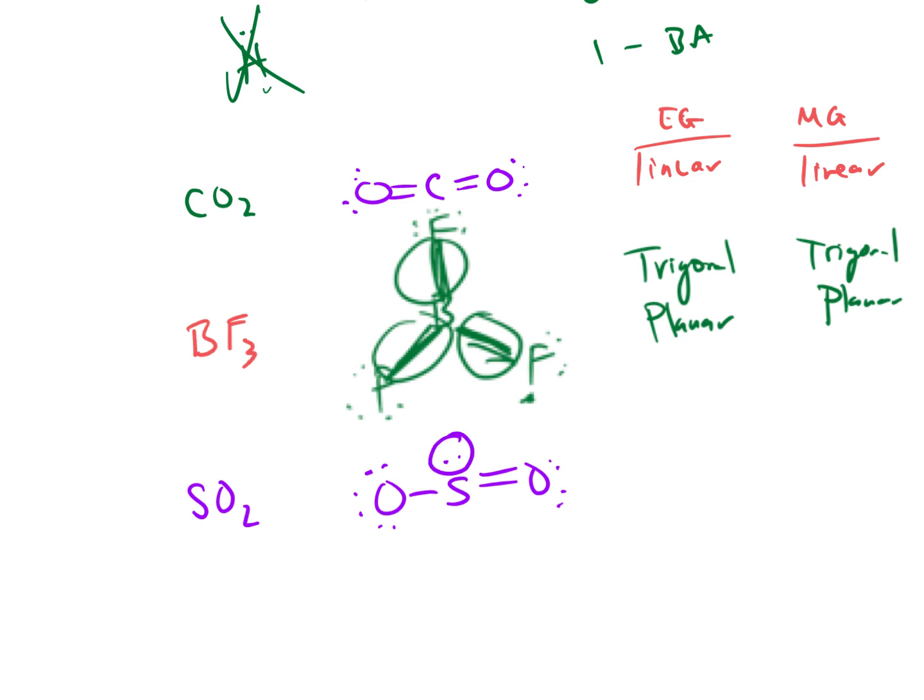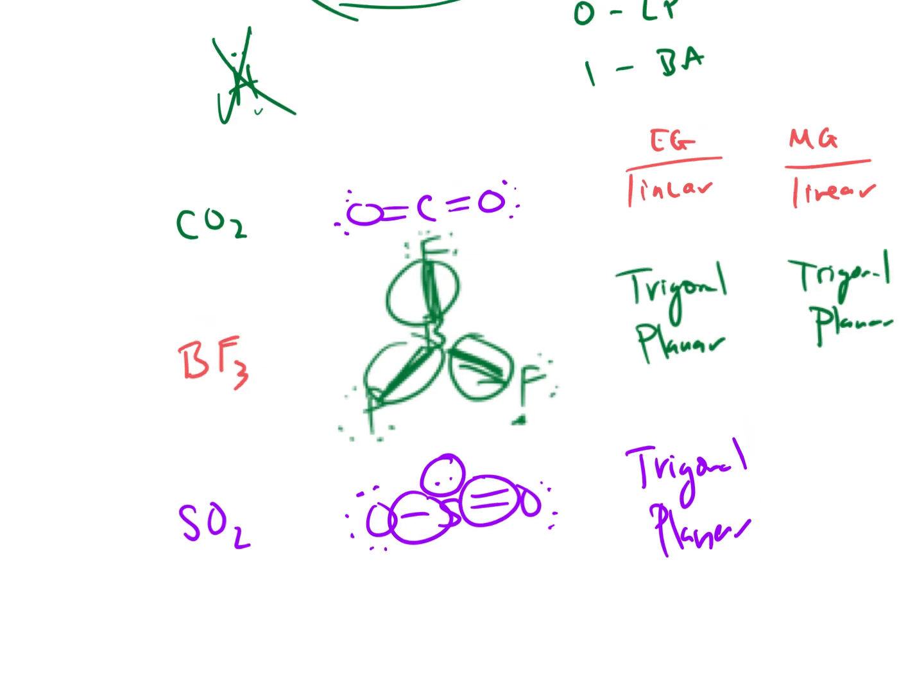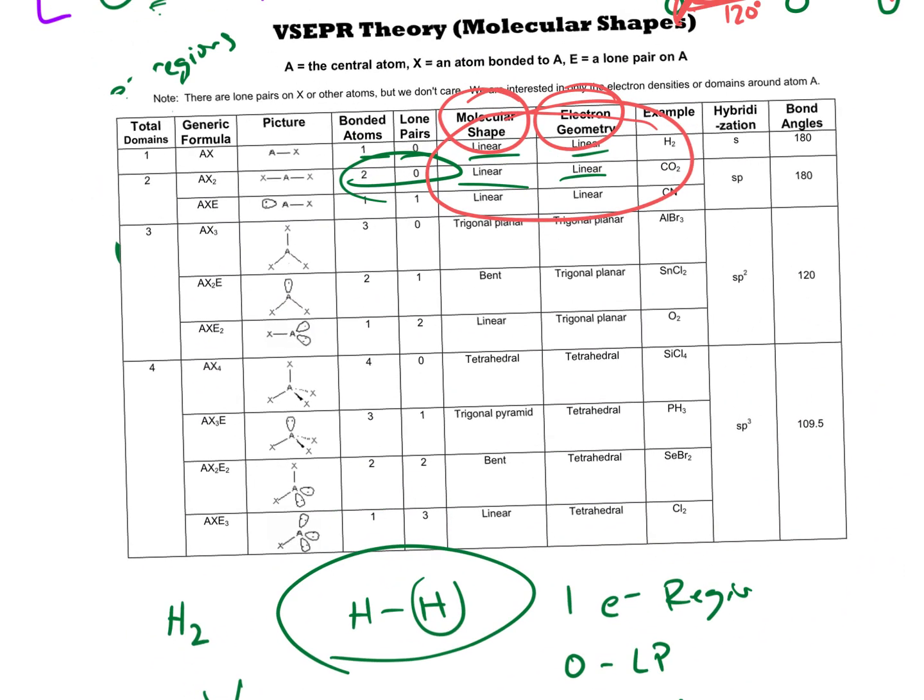It has 3 regions. These want to be as far apart as they can be. If it's 3 regions, what's the electron geometry always going to be? Trigonal planar. You get that? So if you look at this chart, the electron geometry for 3 regions is always going to be trigonal planar. Always. That's what 3 regions is.